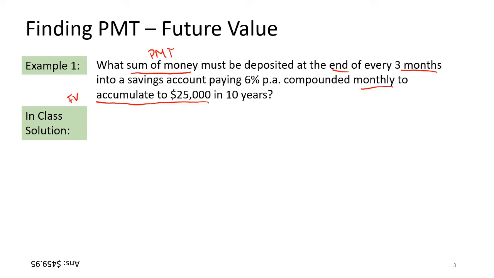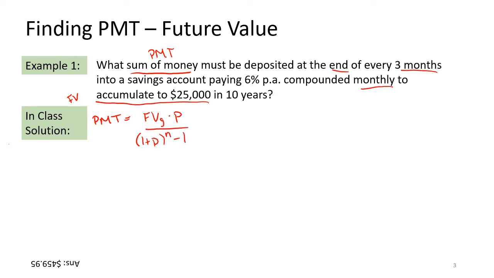So let's start by writing out our formula. We know we're finding the payment, and that's equal to the future value, and again I use the subscript G for a general annuity, times that equivalent interest rate P, divided by 1 plus the equivalent interest rate P to the exponent n minus 1.